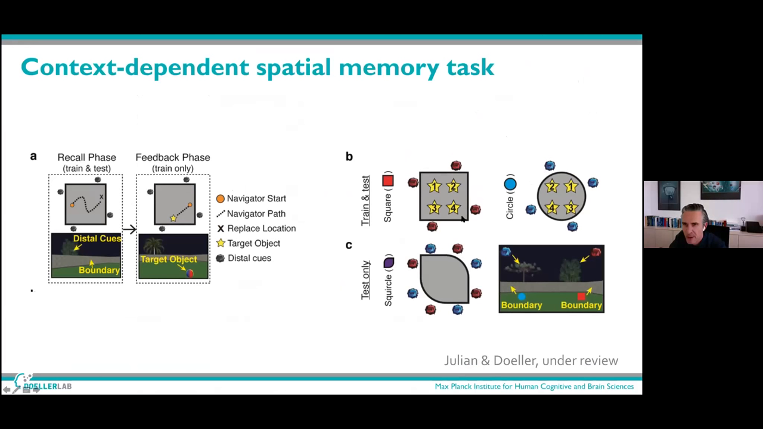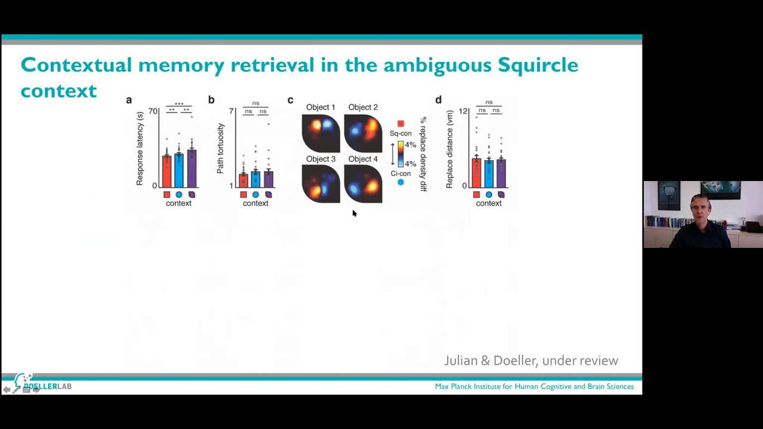So when you look at that here, when you think about the object location for object two, if you think the squircle is a square, you replace it over here. If you think it's a circle, you replace it over here. So what you see here in these density plots is that participants usually don't place it in between. They choose either the circle object location or the square object location when they are exposed to this ambiguous squircle. So the densities fall around the two locations.